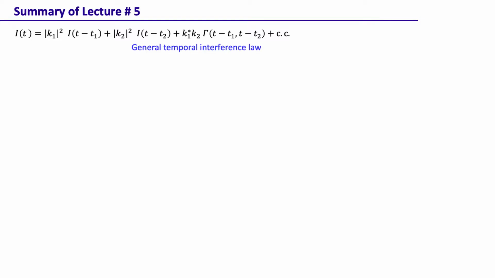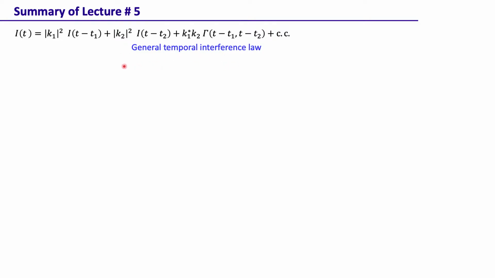In lecture number 5, we looked at the interference in the temporal degree of freedom. This one is the general temporal interference law. Here the main question we ask in the temporal interference is: what is the correlation between the field vibrations at 2 points that are separated in time by t2 minus t1?